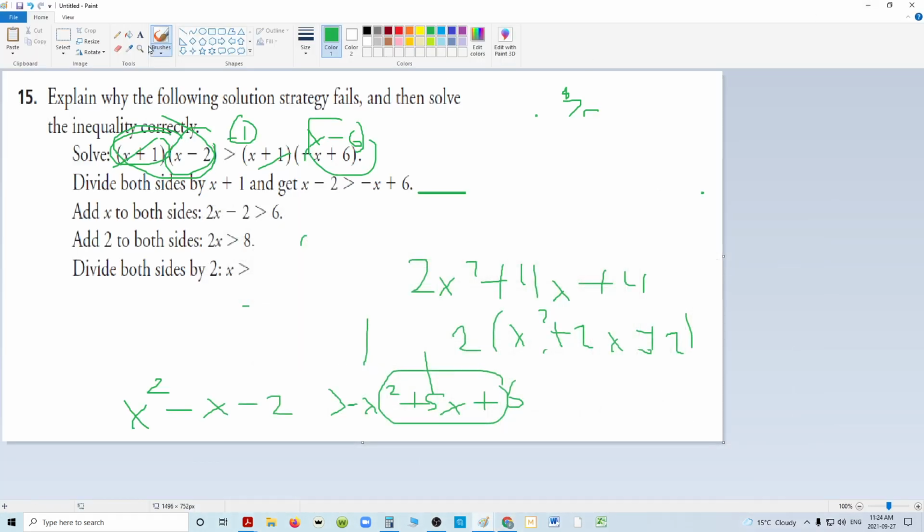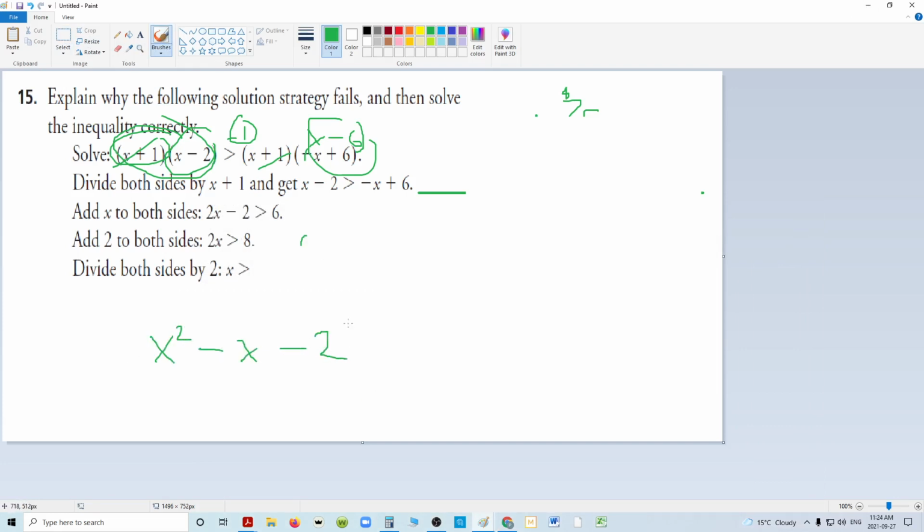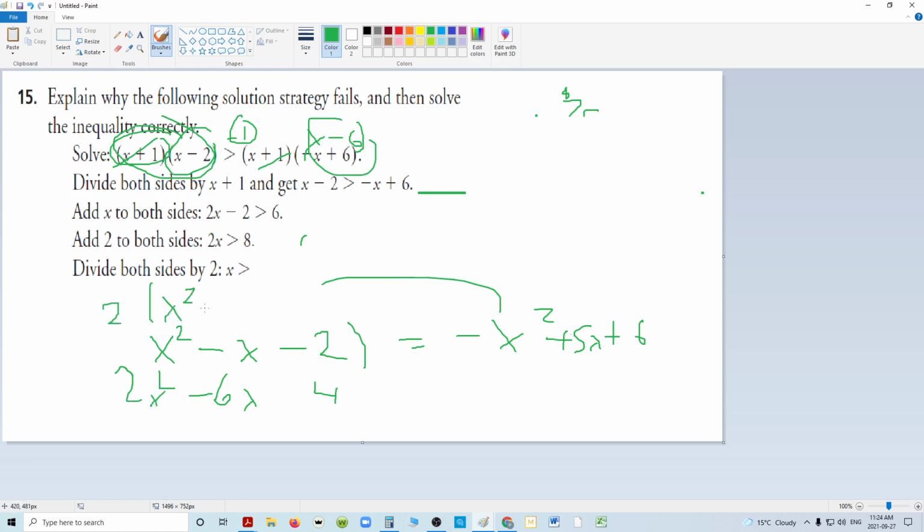So let me go back and expand them correctly. The first one is definitely x squared minus x minus 2. And the other one is minus x squared plus 6x minus 1 plus 5x plus 6. When I bring the 6 over, I get 4. When I bring the 5 over, I get minus 6x. When I bring the x squared over, I get 2x squared. And when I take the 2 out, I get x squared minus 3x minus 4.